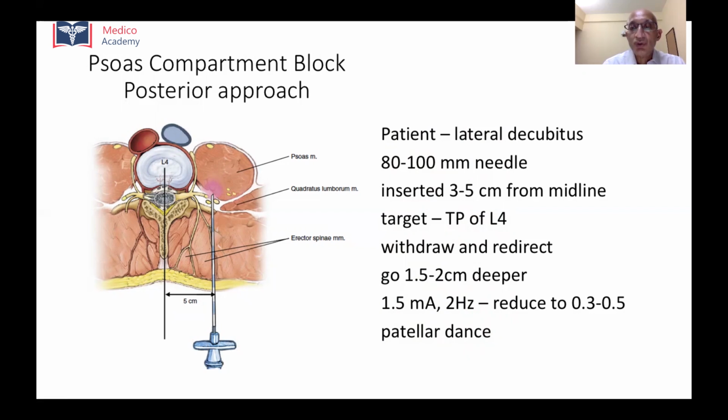So it's important to note the distance or the depth to the transverse process when the needle is striking the transverse process. And if we are using the nerve stimulator, we start with a 1.5 milliampere strength, and once it is reduced to 0.3 to 0.5 milliamperes, and we are still getting the patellar dance because of the contraction of the quadriceps, that is the end point, and at that point we administer the local anesthetic.